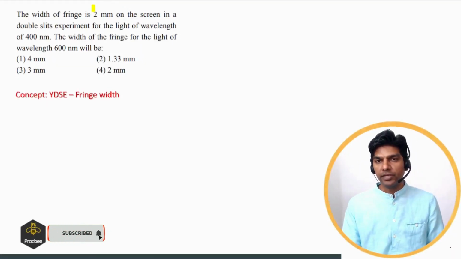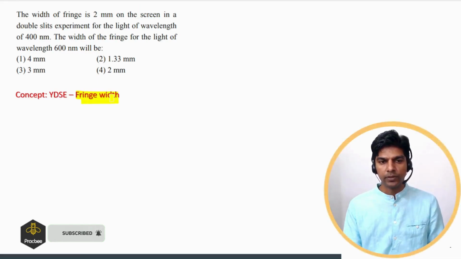Now the next problem type is based on fringe width. So the width of the fringe is 2 millimeter.